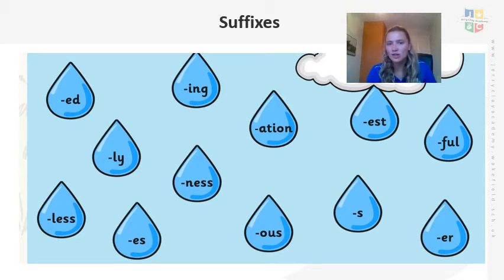Now I just want you to have a look at these, and I want you to think of some quick fire words when you think you've heard them. So for example, I might look at ed and I might go talked, walked, or shouted. So I've got some words where they've got ed. I've got ly, which are my adverbs. So I've got quickly, slowly, quietly. So quick fire, see if you can think of some words that end with the same ending as these.